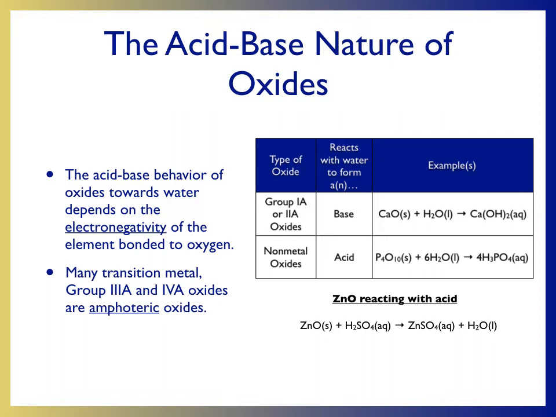When zinc oxide reacts with sulfuric acid, a double displacement reaction occurs where the zinc ion combines with sulfate to form zinc sulfate. The other product there is water. We can see this reaction more as a proton transfer reaction. The protons from sulfuric acid are transferred to the oxygen atom in zinc oxide. Therefore, zinc oxide is acting as a Bronsted-Lowry base, and sulfuric acid is reacting as a Bronsted-Lowry acid.